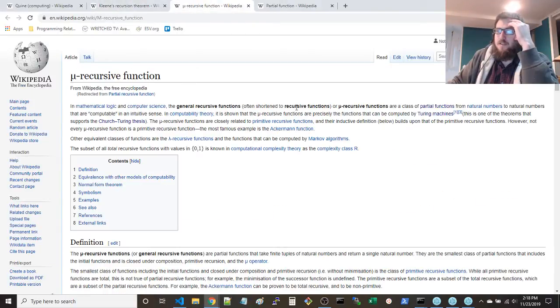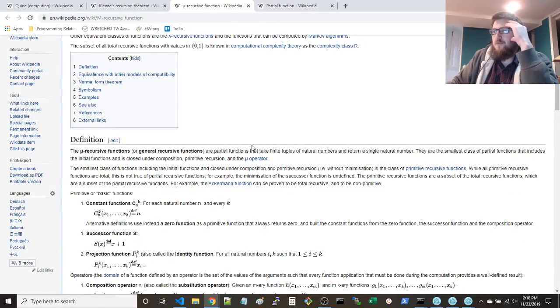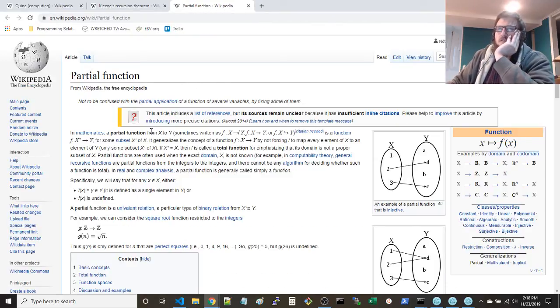Okay, so there's these general recursive functions. I at least can get this part. It's a finite tuple, a partial function that takes a finite tuple of natural numbers and returns a single natural number. Okay, whatever that means, that gives you your mu recursive function, sure. So now you've got a partial function, x to y is a function for some subset of x, domain of x. Okay, so partial function is not the whole. Okay, that's probably what a total function means then. It's just the whole. It's defined for all of x. Okay, got it.